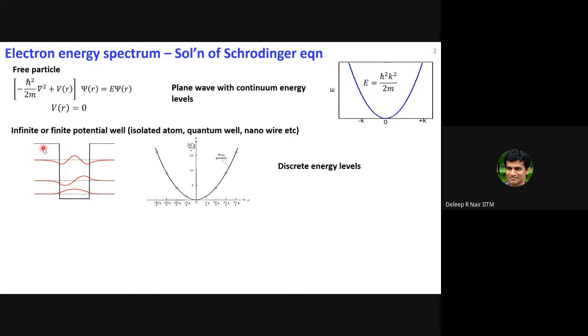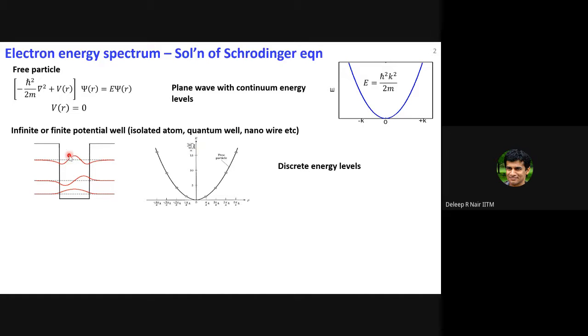So we typically see the example of an infinite potential well because that gives you closed form solutions. We encounter finite potential wells in the case of an isolated atom, or a quantum well, or a nanowire. So in these nanostructures, the electrons could be confined in one or more directions.